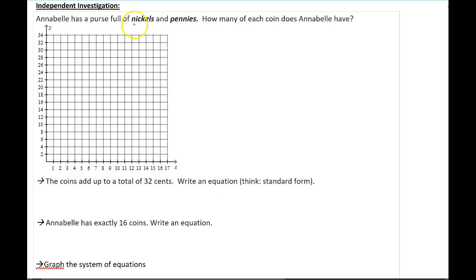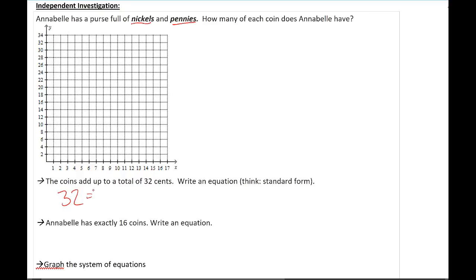Annabelle has a purse full of nickels and pennies. I'm underlining both of those because I'm pretty sure that that's going to be important information in a little bit. How many of each coin does Annabelle have? Well, let's see what other information we're provided. This part says, the coins add up to a total of 32 cents. Well, that means I know this. 32 is equal to something.